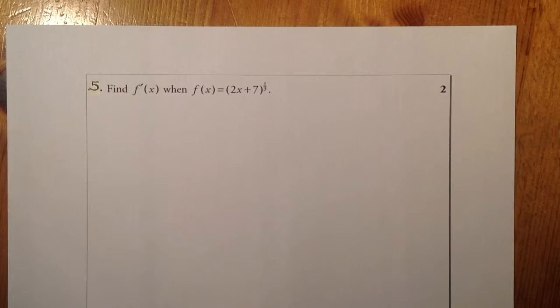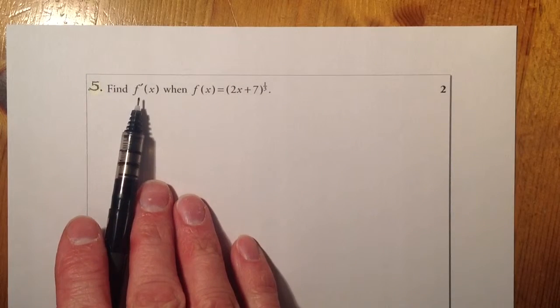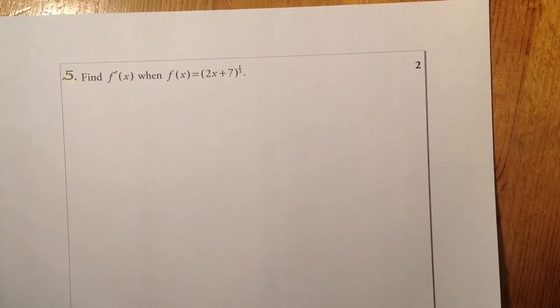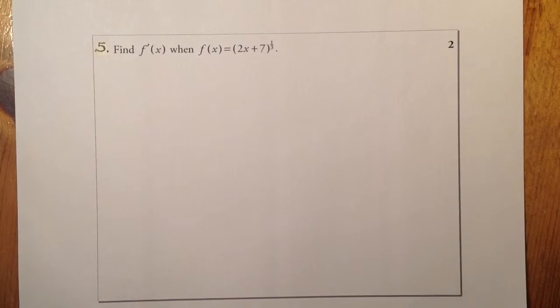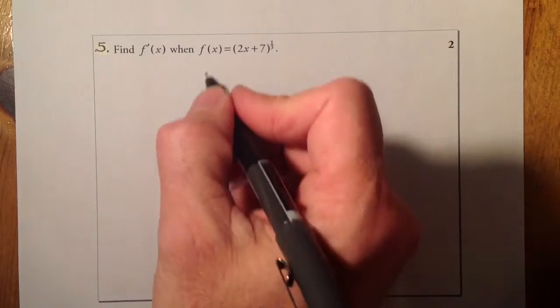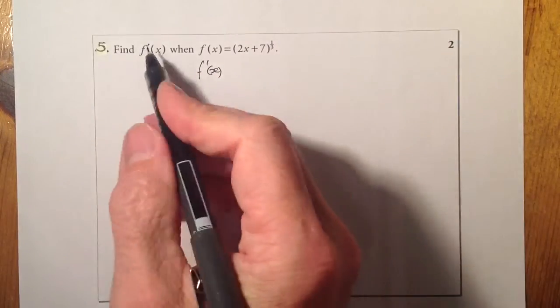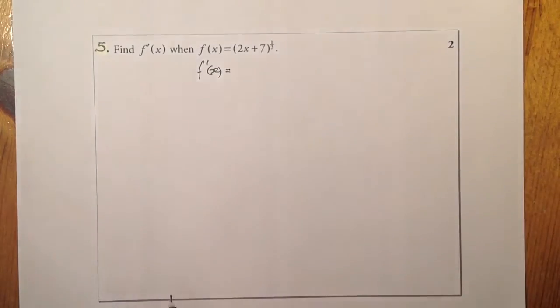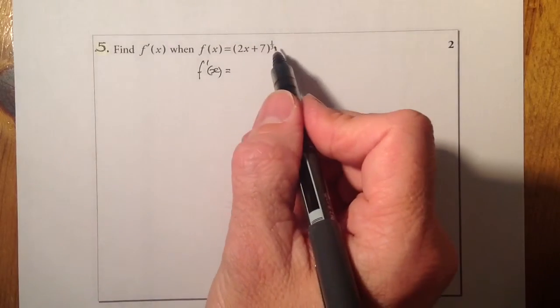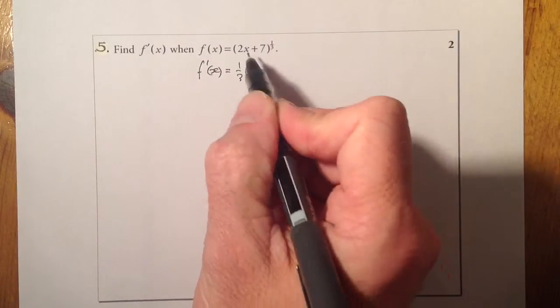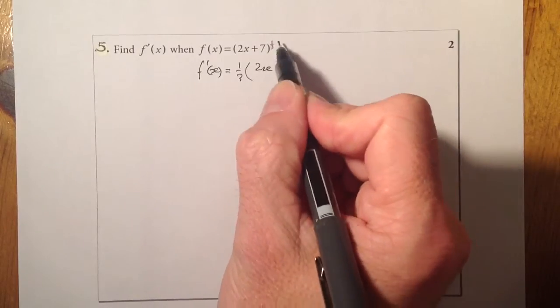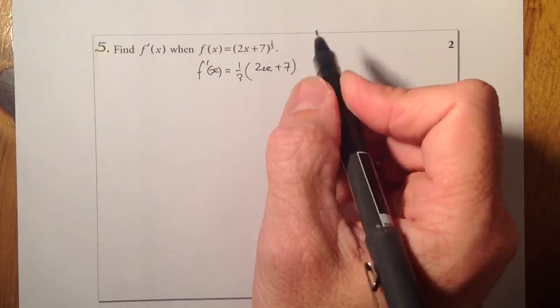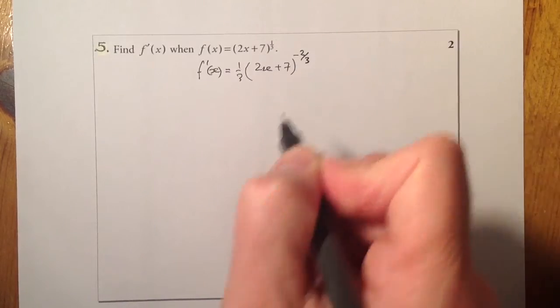Right, so question 5, we've got find f dashed x when f of x is equal to 2x plus 7 to the power of a third. Let's go ahead and work that one out. f dashed x just means that we're going to differentiate. I'll bring the third down to the front, 1/3 (2x plus 7), and reduce the power by 1, so 1 away from a third takes me down to minus 2/3.